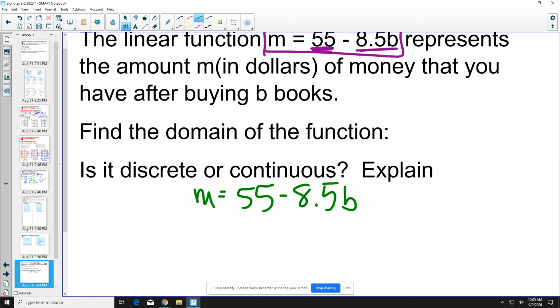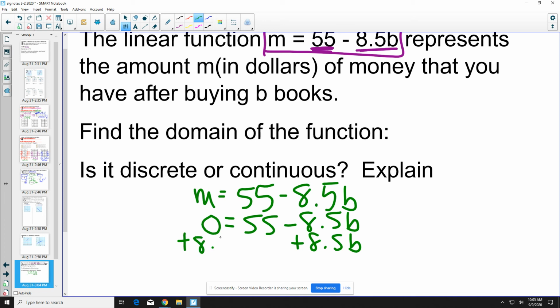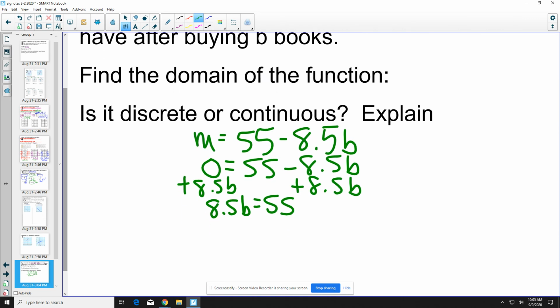Well, I can't have negative money, so the money I have left over has at most $0. I mean, I can't have negative, I can't borrow. So if I put 0 here and solve this equation to see how many books I could buy for $55, I could add 8.5b to both sides. That means $8.50 times each book could equal 55 because I have $55 to spend. I can't spend more, but if I divide both sides by 8.5, it's not going to divide evenly. If I take 55 and divide by 8.5, it's like 6.47 something.